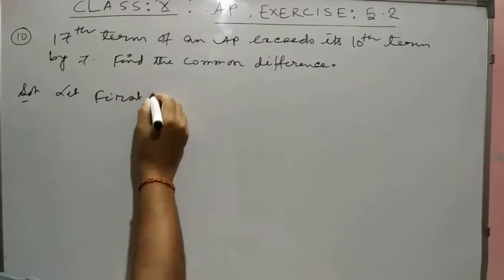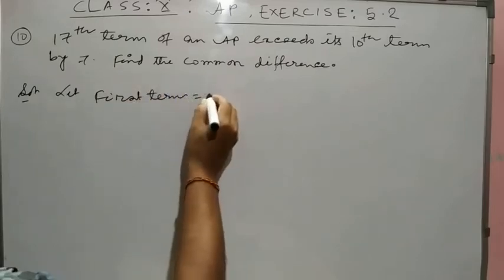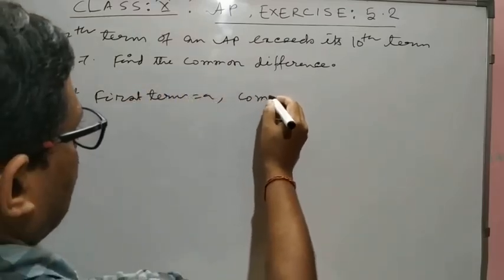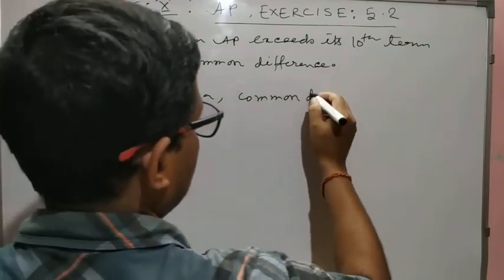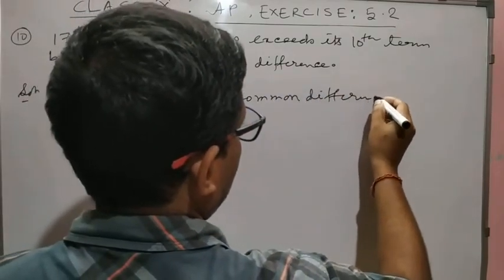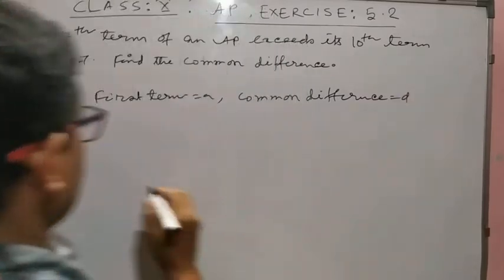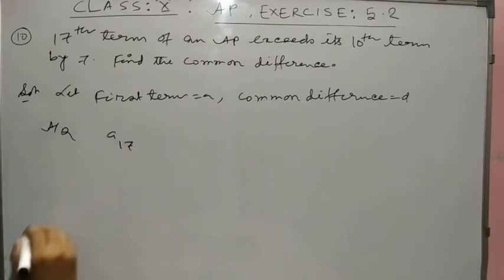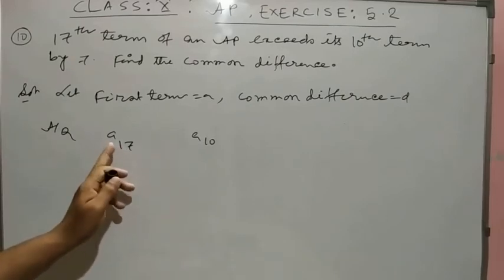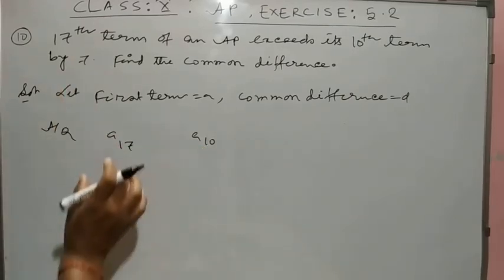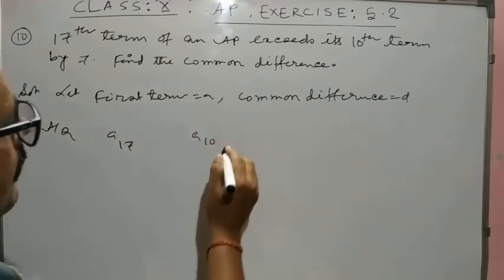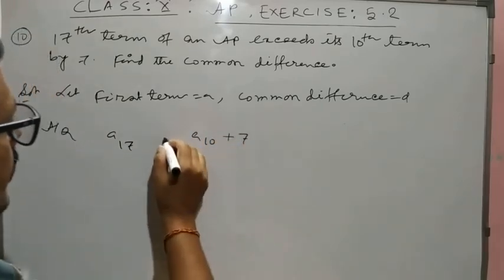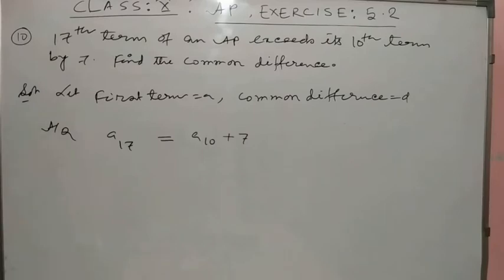first term equal to a, common difference equal to d. So according to the question, 17th term means a17, 10th term means a10. It is given that the 17th term is more than the 10th term by 7. That is, here 7 more, here 7 less. So let us add 7 here, so both will be equal.